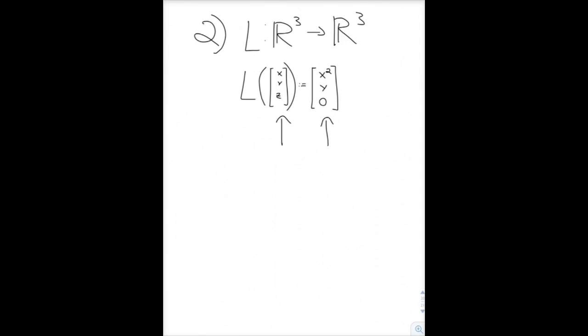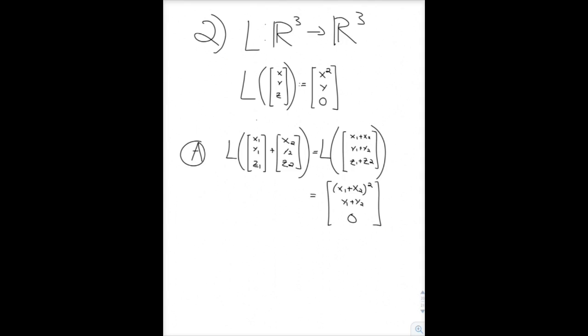Again, we have to verify properties A and B, so we'll begin with property A, to see if we can verify that L preserves the vector sum. So we do the same thing. We first add two vectors and then apply L. So here's vector addition from here to here, and here's application of L from here to here, and we get the following. So notice that the whole first coordinate x1 plus x2 is squared, and that's the result.